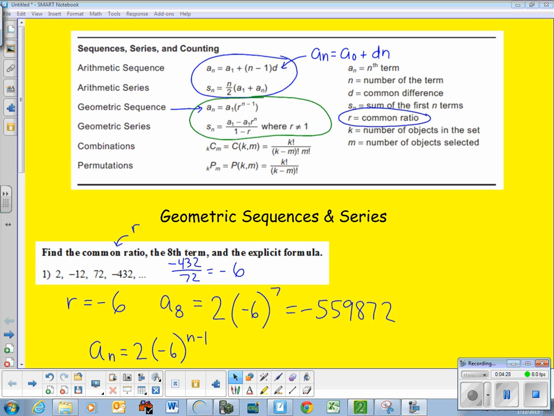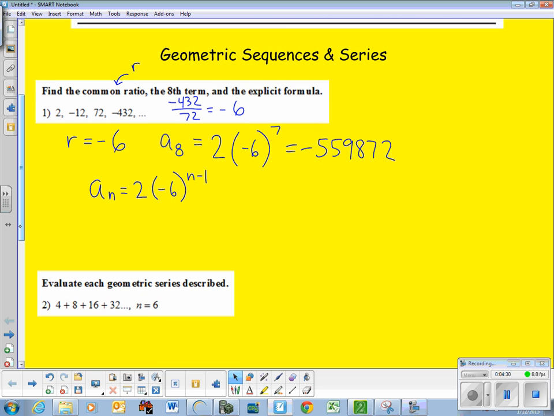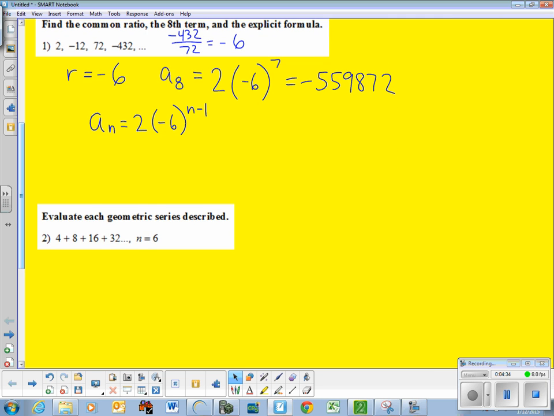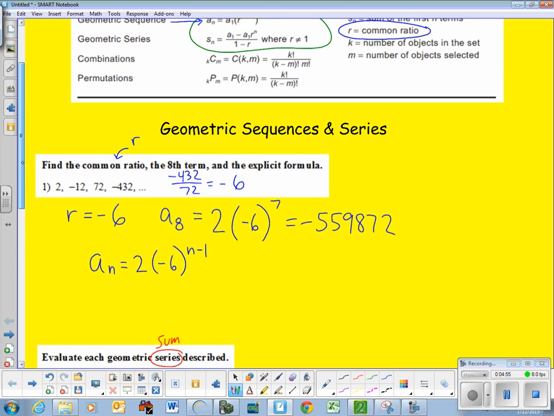Okay, so let's see what's next. Evaluate the geometric series described. All right, so series means we're finding a sum. If you think that geometric sequences get big quickly, then geometric series are that much bigger because they are not only the big terms, but all the terms in front of those. All right, so this is kind of a simple example just to get familiar with the formula. 4, 8, 16, obviously multiplying by 2 each time.